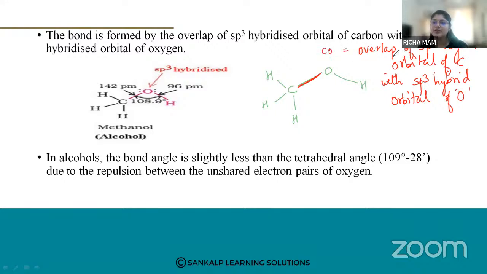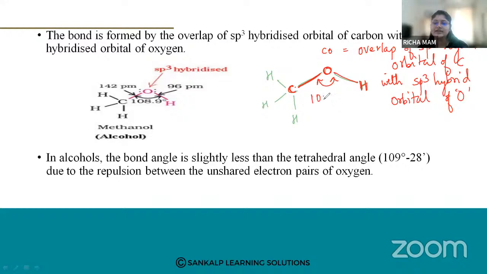It is formed by the overlap of the sp3 hybridized orbital of carbon and the sp3 hybridized orbital of oxygen. So like this, the overlap is formed and the CO bond is formed. Then when you see this COH angle, the angle made by CO and H, this particular angle is 108.